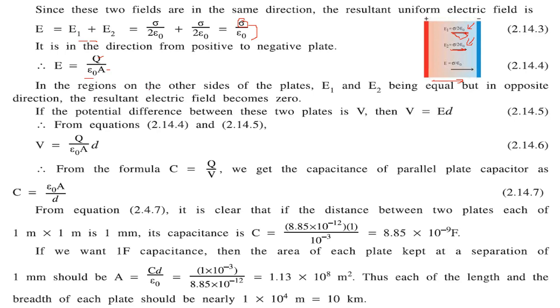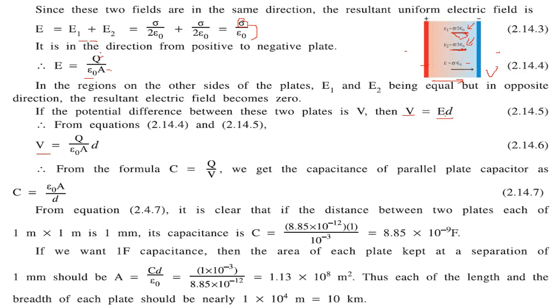In the region on the other side of the plates, here or here, E1 and E2 will be in the opposite direction. So the resultant electric field will be 0 because the directions are opposite. If the potential difference between these two plates, say from here to here, is V, we know that V will be equal to E into D. D is the separation, E is the electric field.